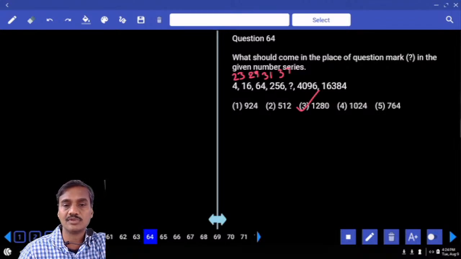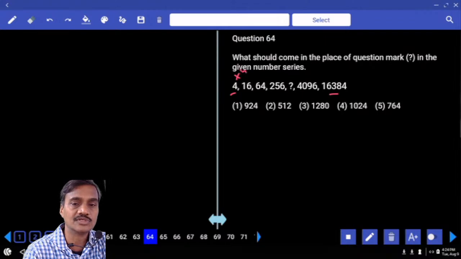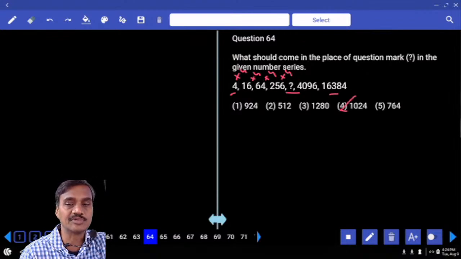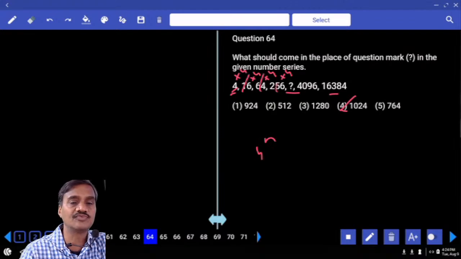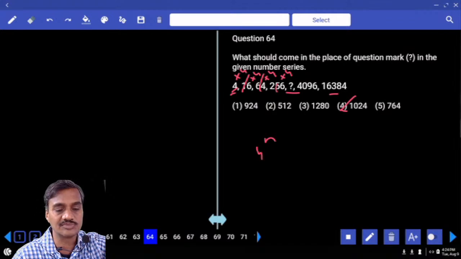Then 64. Now in this 64, number starting with 4, ending with 1024. Hence, product: 4 into 4, 16 into 4, 64 into 4, 256 into 4. That means 1024. That means the powers of 4 were written. 4 power 1, 4 power 2, 4 power 3, 4 power 4, 4 power 5. 1024, that is choice 4, question number 64.